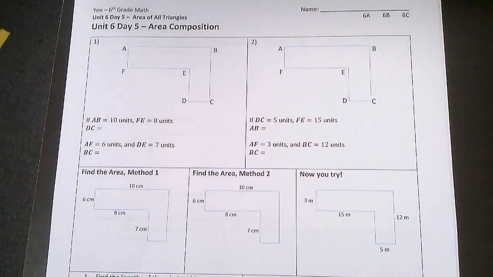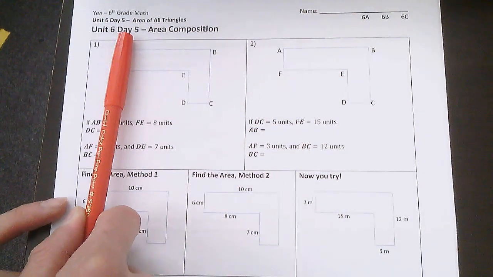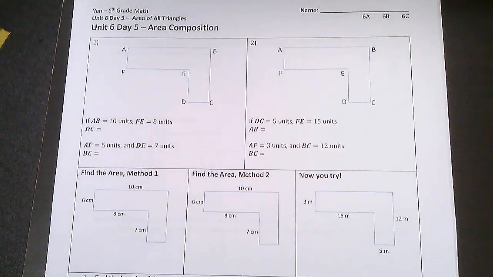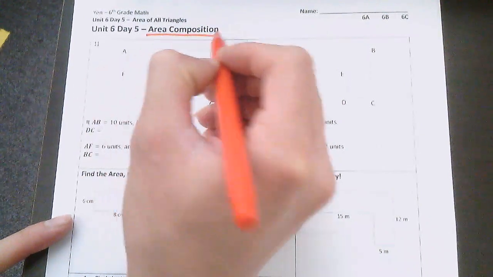Hello everybody and welcome to the video notes for Unit 6, Day 5. Today is all about finding the area of complex shapes by breaking them up into smaller rectangles, or we can think of it as area composition.